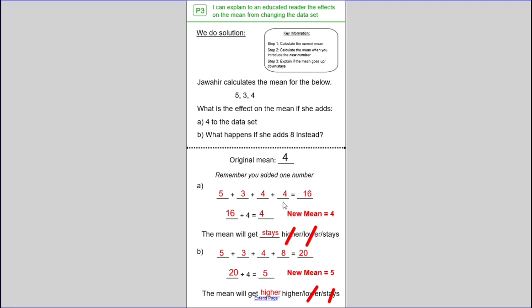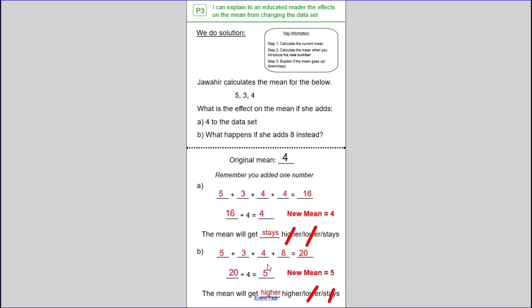So if I introduce the number 4 to the data set, it is asking me to see what happens. That just means I just need to add 4 to the current data set that I have here. That means my total now is going to become 16. 16 divided by 4, remember that you added one number, is going to become 4. This means that my new mean is equal to 4. Step 3, explain if the mean goes up, down, or if it stays. You can see that the mean will stay the same as we have a new mean of 4 and we are comparing it against the original mean of 4 and there is no difference. So there is actually no effect on the mean if we introduce the number 4.